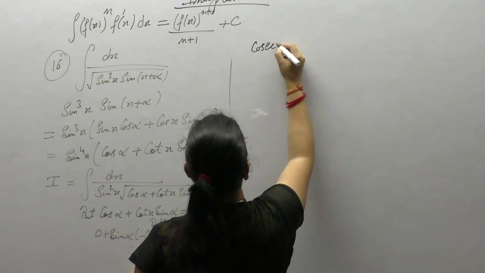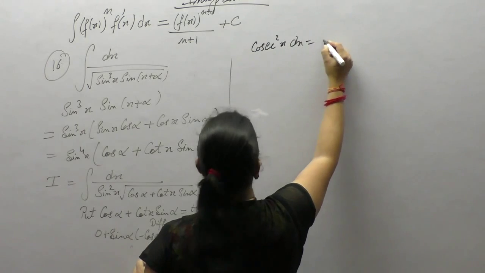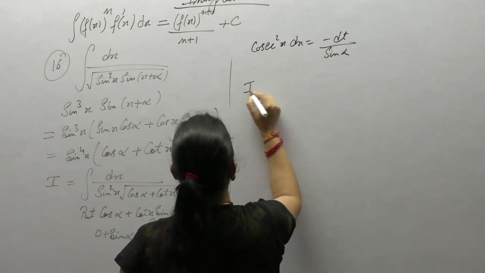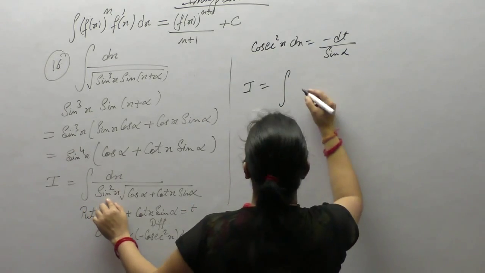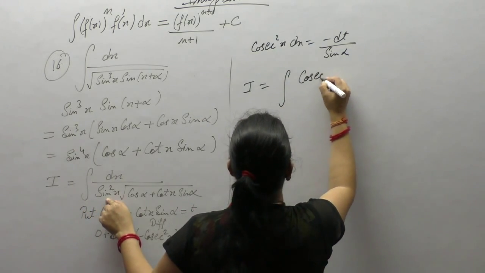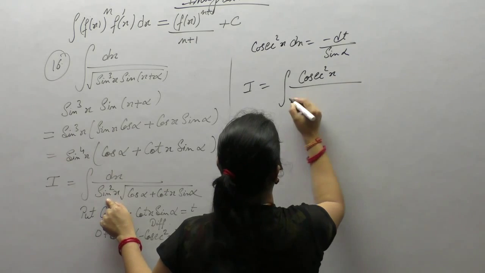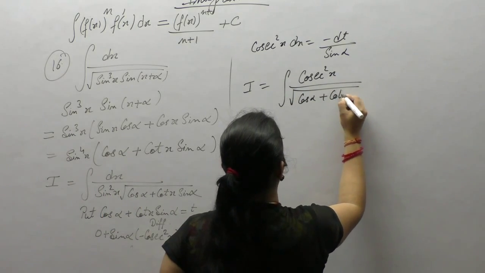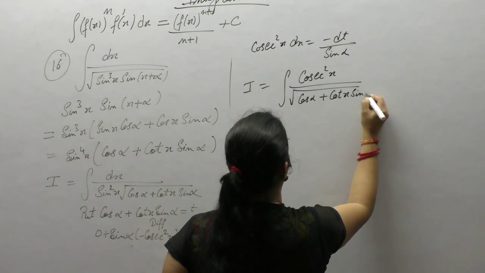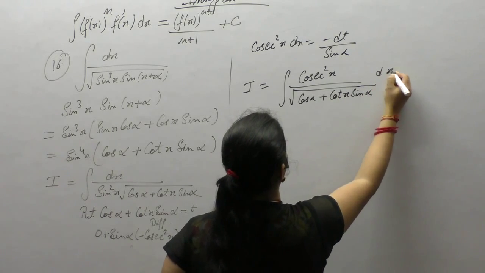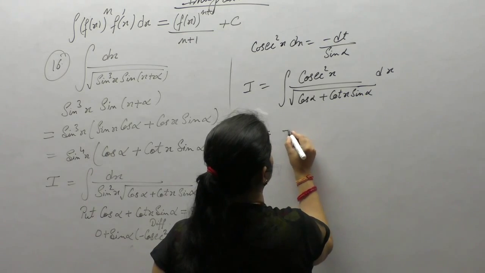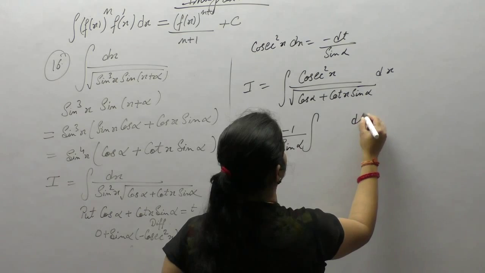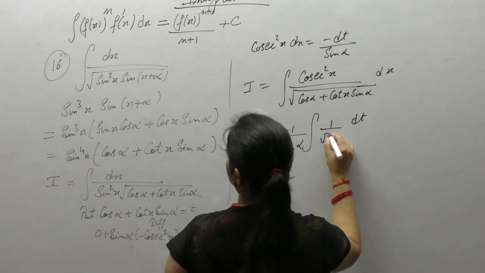Cosec square x dx is minus dt upon sin alpha. Write the given integral as 1 upon sin alpha, integral of cosec square x upon square root of cos alpha plus cot x sin alpha dx. Cosec square x dx is minus 1 upon sin alpha dt, and this as t.